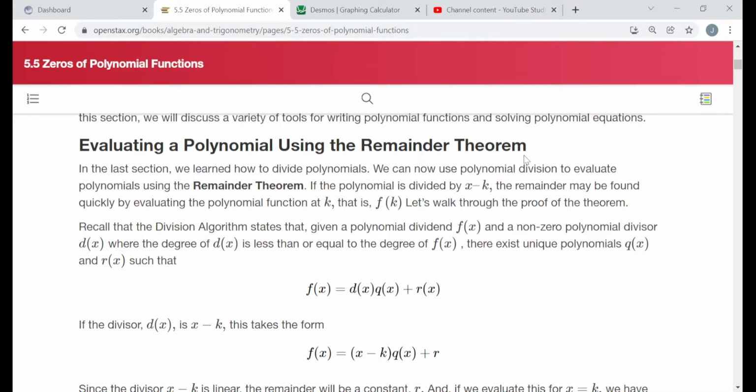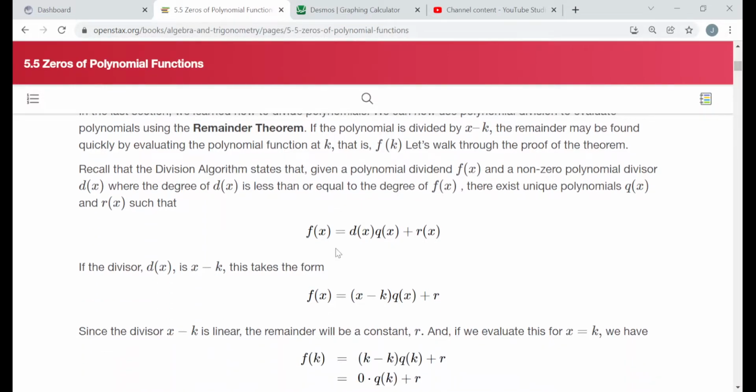Each example I'll do is either an example from the reading, one of the try it problems from the reading, or one of the exercises at the end of the section that's related to this particular objective. Okay, so what is this remainder theorem? They go through it a little bit here, and I'll talk this one out for you.